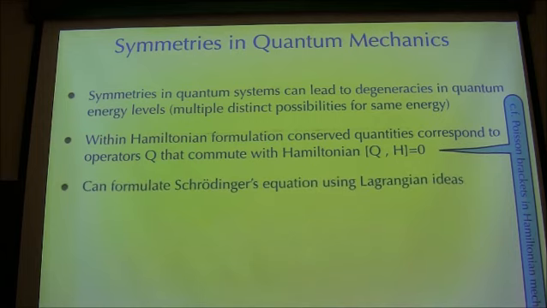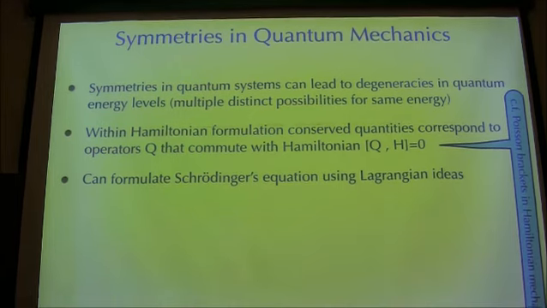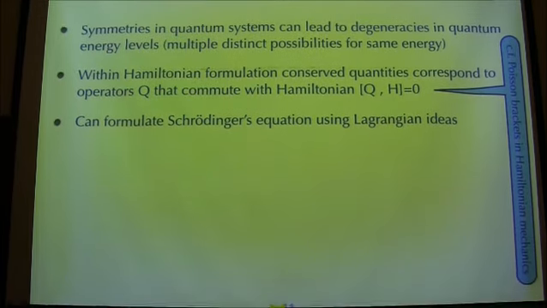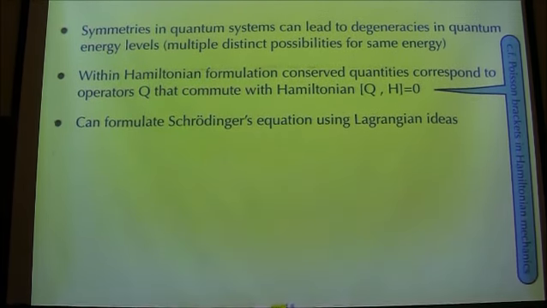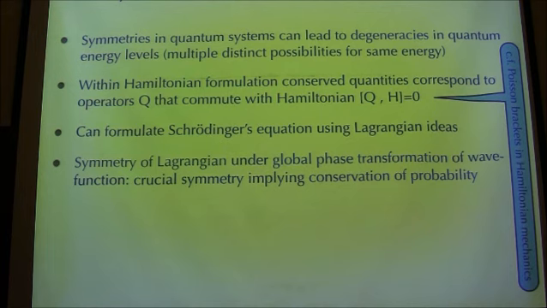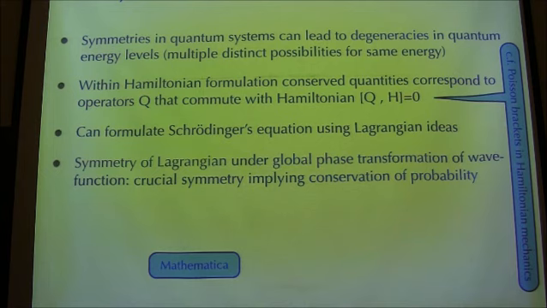Now we can also formulate Schrödinger's equation using Lagrangian ideas. It's not usually done or taught, but it really can be so. And the amazing thing is that the symmetry of the Lagrangian that would lead to Schrödinger's equation has something called a phase symmetry. So it's a global rotation of the wave function by a phase. And it turns out that this symmetry tells us that probability is conserved in Schrödinger's equation.